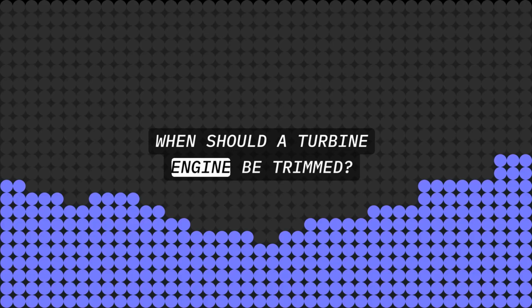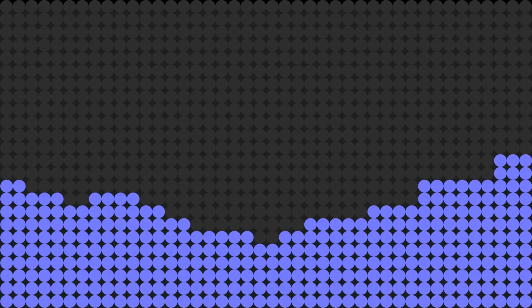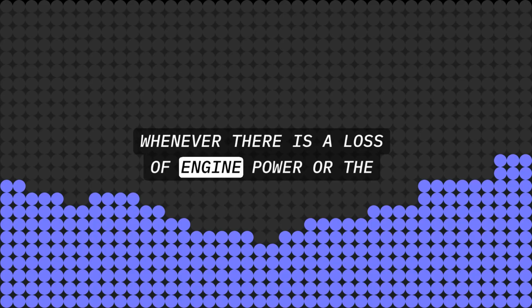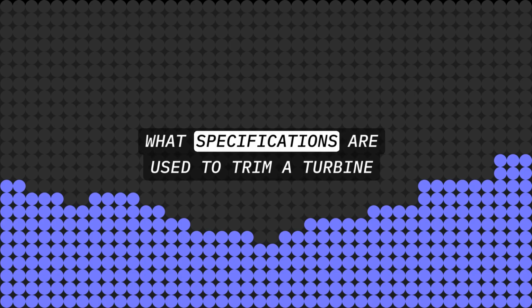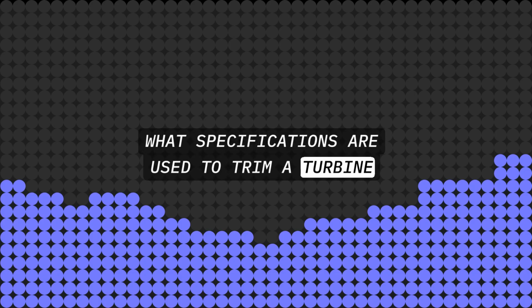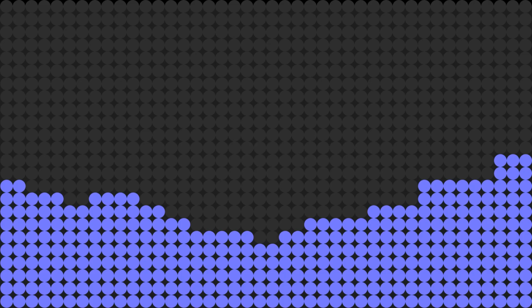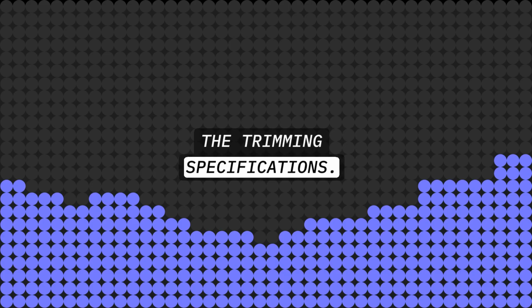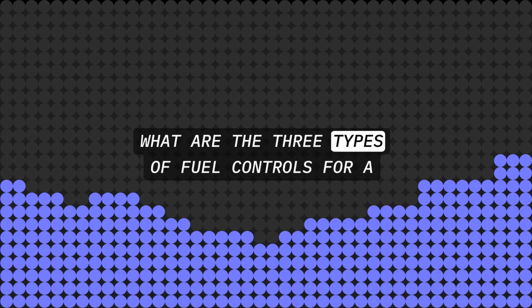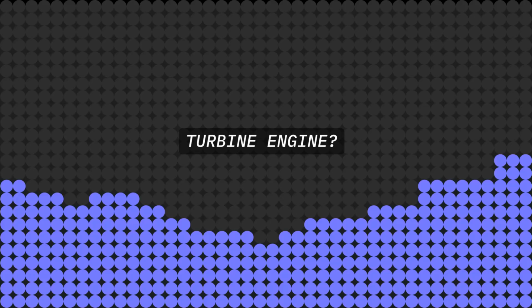When should a turbine engine be trimmed? Whenever there is a loss of engine power, or the manufacturer specifies. What specifications are used to trim a turbine engine? The data plate on the engine typically contains the trimming specifications. What are the three types of fuel controls for a turbine engine?